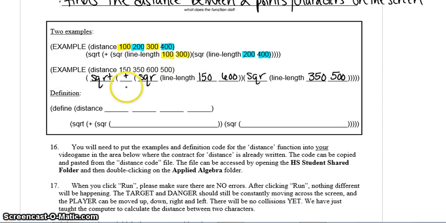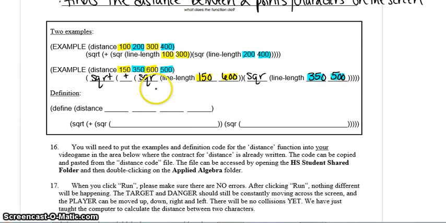Here's exactly what your second example should look like. All of the functions are exactly the same, the squared, the addition, and the square root. I do want to point out that our y values, 150 and 600, should appear together in the first line length function, and our y values, 350 and 500, should appear in the other set of parentheses for line length. Those do have to go in those locations.